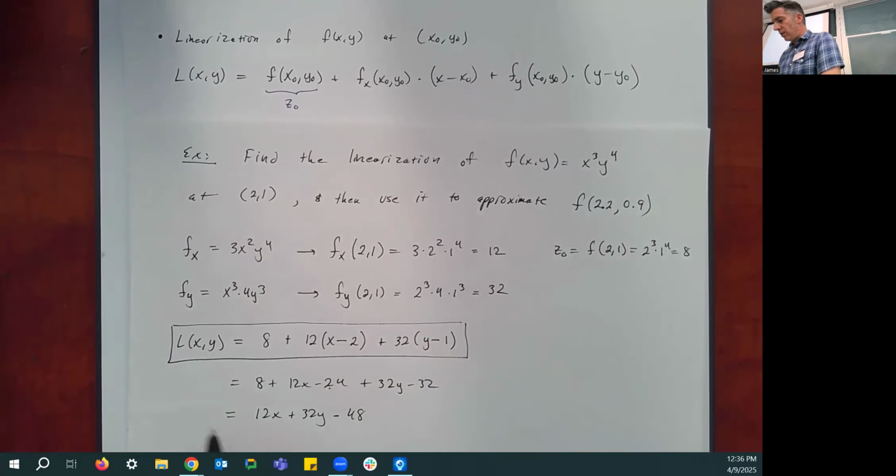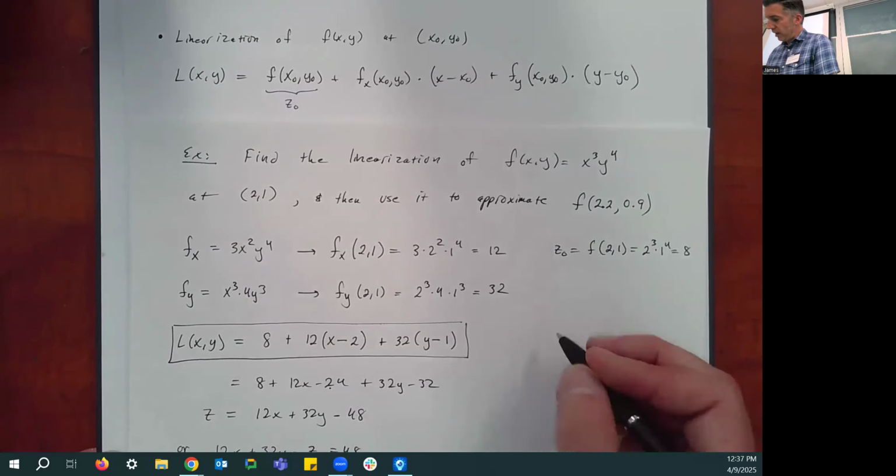I would say the only reason you might want to simplify this is if they ask you for the equation of the tangent plane as opposed to the linearization, then writing this with z instead of that, or even rewriting it so you had something like 12x plus 32y minus z equal to positive 48. That's probably the more normal-ish way of writing the equation of a plane. But it still wouldn't be wrong to write it this way if you replace that with z. Anyway, back to the question.